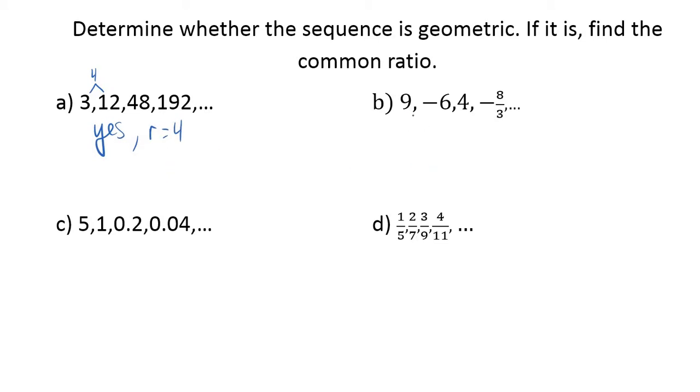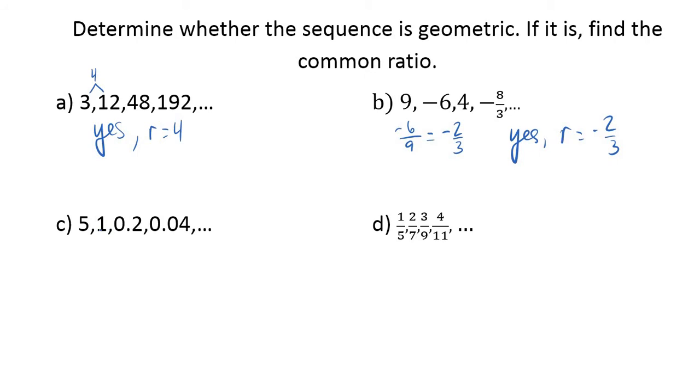How about this one? 9, negative 6, 4, negative 8 thirds. Maybe not as obvious. So same thing, take the second divided by the first. That would equal negative 2/3, or you could do a decimal in your calculator if you want. Now let's see if the pattern keeps going. Negative 6 times negative 2/3. Well, negative 6 times negative 2, that'd be 12 divided by 3. Hey, that equals 4. 4 times negative 2/3, hey, that's negative 8/3. So yes, this one is r equals negative 2/3.